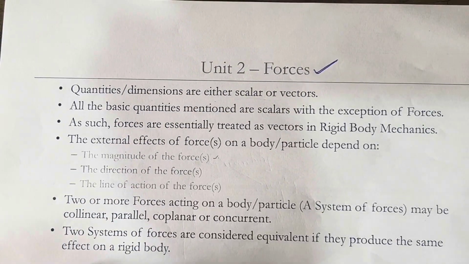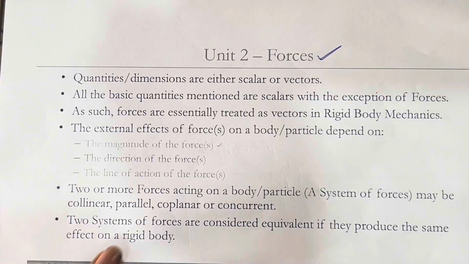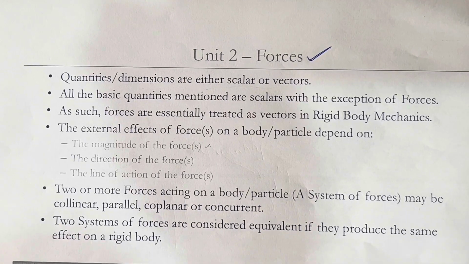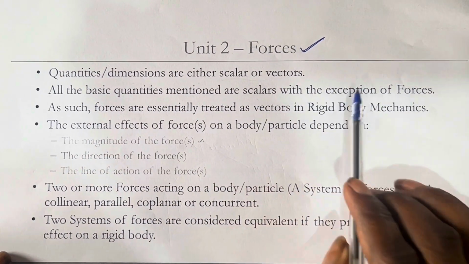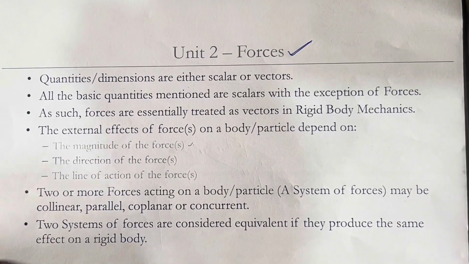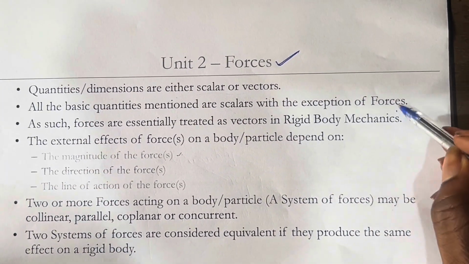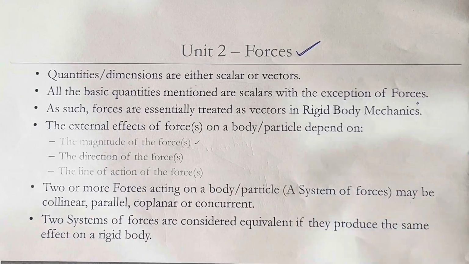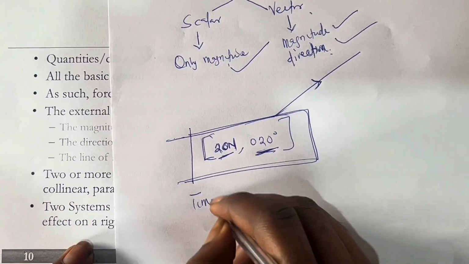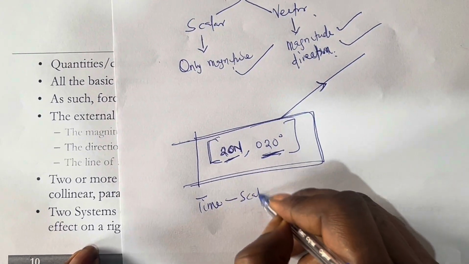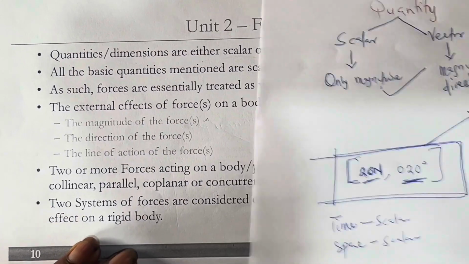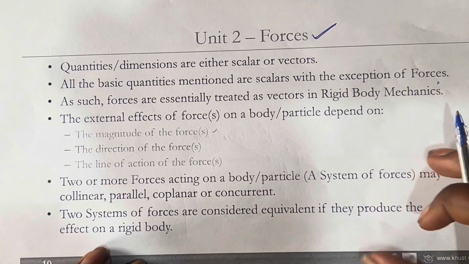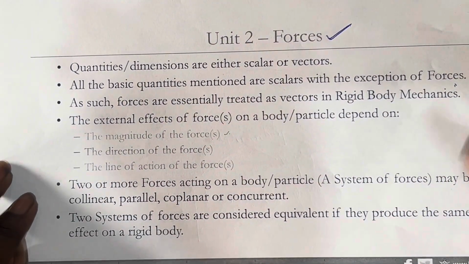All right. So you first have to understand that quantities are either scalar or vector quantities. And all the basic quantities mentioned are scalar quantities with the exception of what? Of forces. So forces are what? Vector quantities. Previously in lesson 1, we mentioned time. Time is a scalar quantity. We mentioned space. Space is a scalar quantity. These are all scalar quantities in the previous class. We mentioned mass, and they are all scalar quantities.